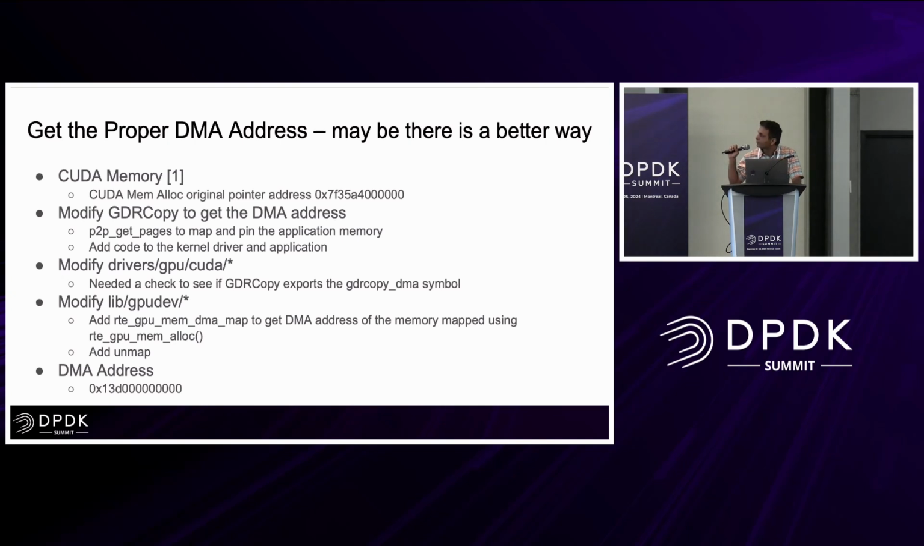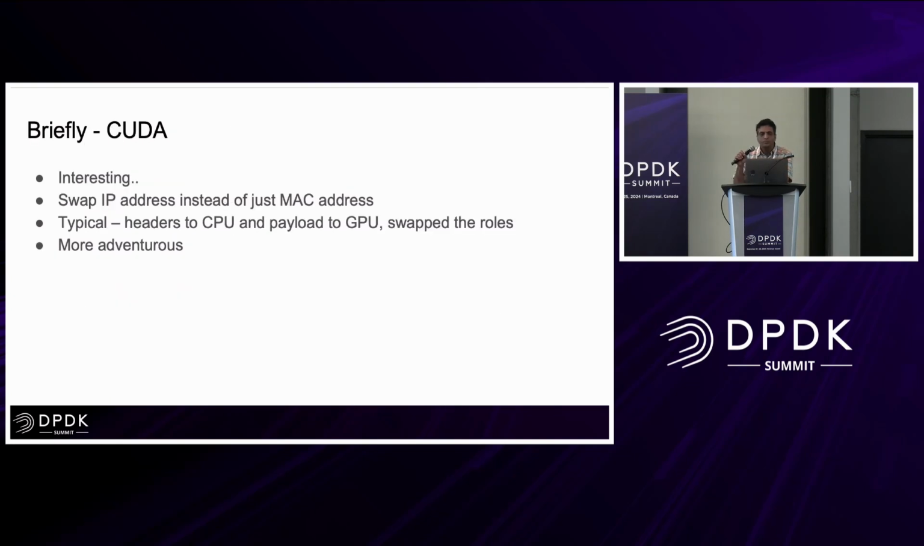So it took a couple of iterations to go through these different layers, but once we peeled all this, we were able to convert the UVM address into a DMA-able address, and the NIC actually did the DMA to the GPU.